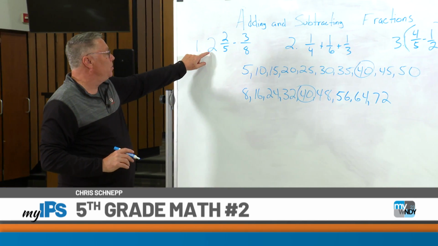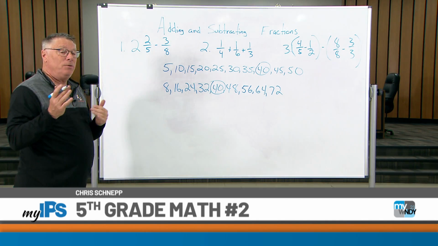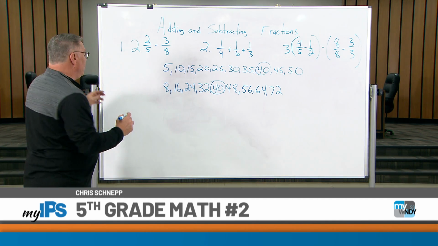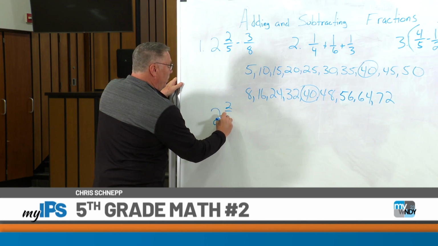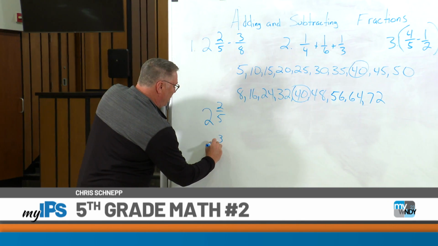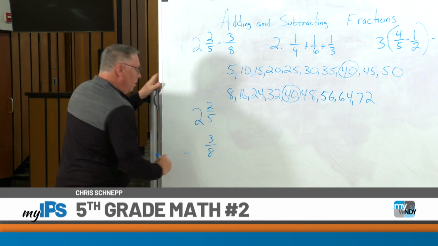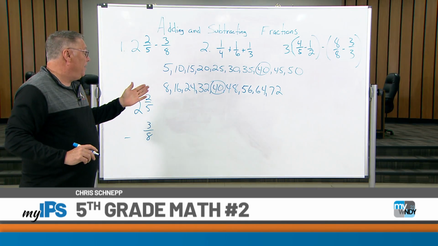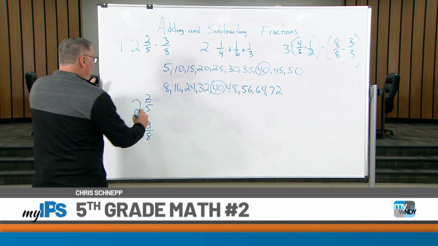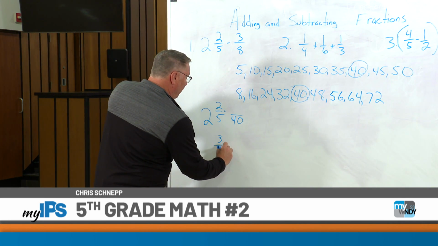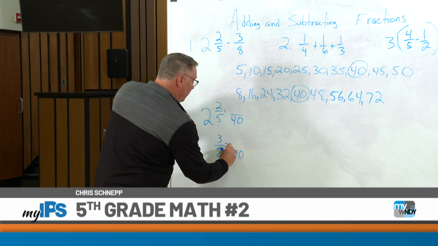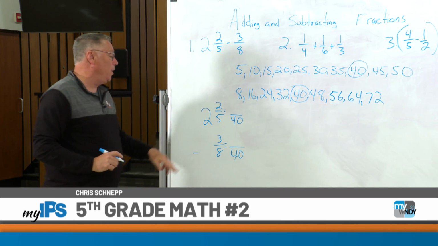So when I go to subtract 2 and 2/5 minus 3/8, I always like to write it vertically because it helps me keep things lined up a little bit better. So there's our problem. And then we're going to use 40 as the least common multiple. So we're going to write an equivalent fraction for both of these that has a denominator of 40.